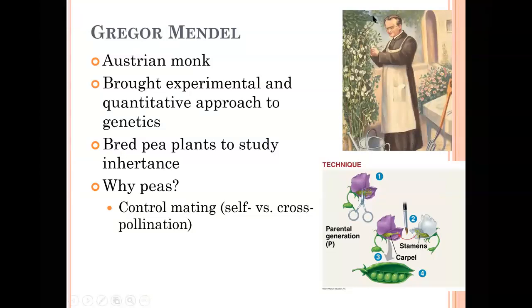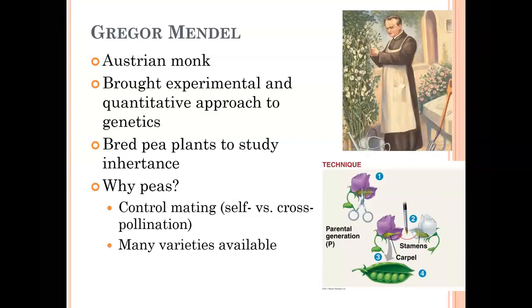This guy right here on the side, his name is Gregor Mendel. He was an Australian monk, and he studied pea plants. And he studied the inheritance. There should be an I right there. That's misspelled. So he bred pea plants to study inheritance. And the reason why he wanted to study pea plants is because he could control the mating. He didn't have to worry about a pea plant getting up, walking over to another pea plant and mating with it. So he could control it.